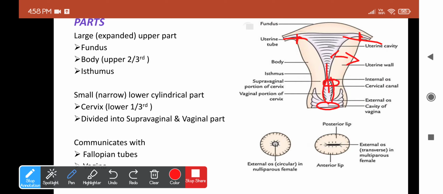Os is nothing but ostium uteri. Okay, it's just the openings of the cervix above and below. This is called the internal os and this is called the external os. So this external os will be circular and smaller in nulliparous women who have not given birth to a child, and in case of multiparous women, it will be like a slit with anterior and posterior lips. Okay, hope this was clear.